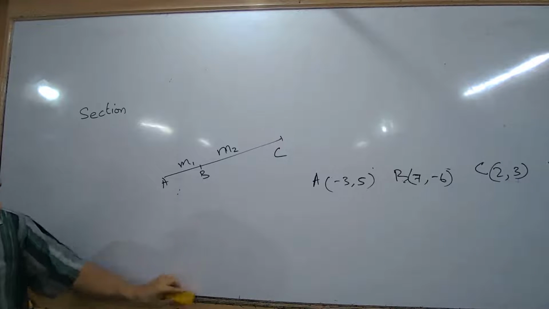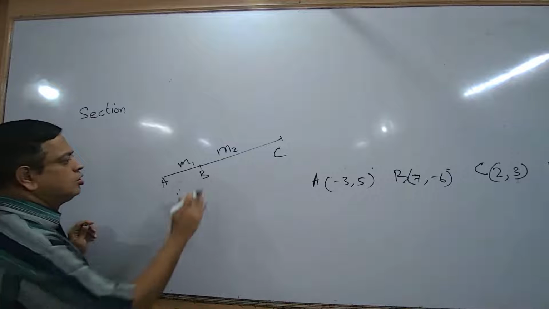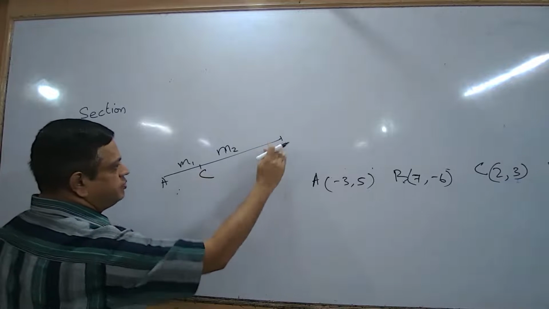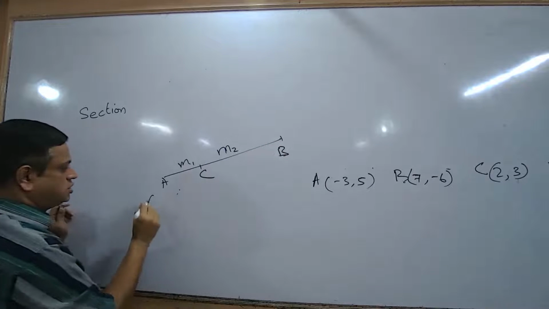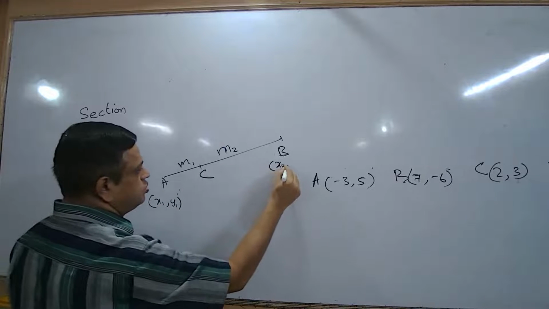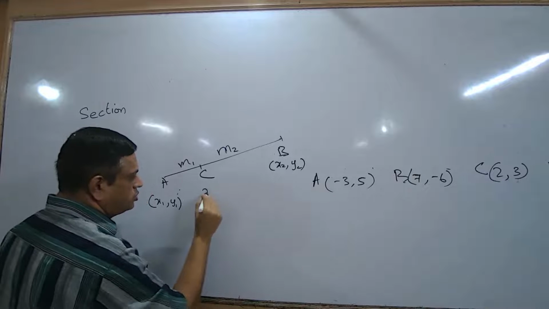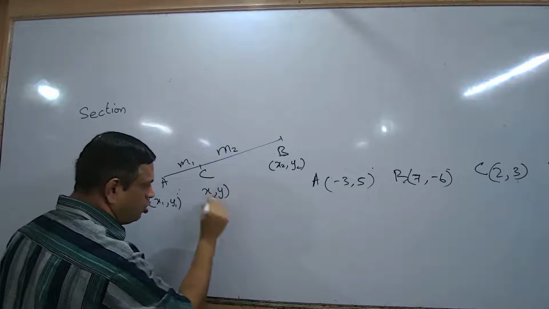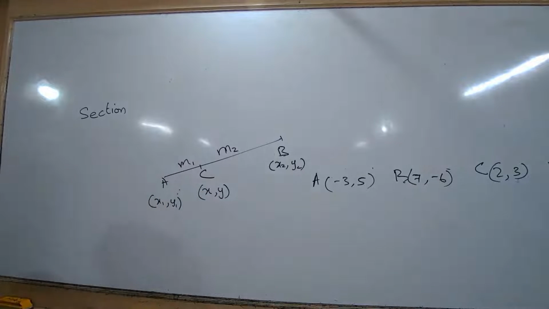Now this is the internal division. Let's say C divides AB in this ratio. The coordinate of A is x1, y1. The coordinate of B is x2, y2. We have to find the coordinate of C. Let's say this is x comma y. The formula comes this way; after that, I'll explain how the formula comes. X is equal to m1 x2 plus m2 x1 divided by m1 plus m2.